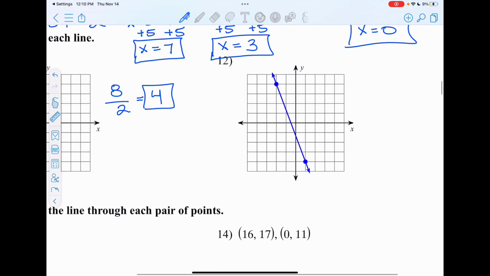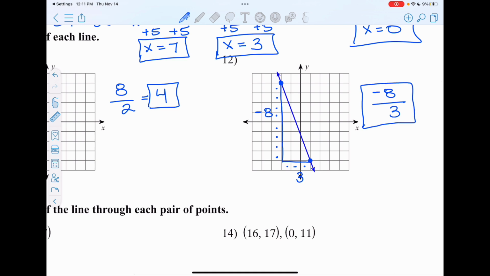In number 12, once again, they already picked 2 points for me. I'm going to count my rise and my run. It looks like I rise 1, 2, 3, 4, 5, 6, 7, 8. But notice how my line is going down from left to right. So I'm going to say this is a negative 8 because I'm going down. And my run is 1, 2, 3. So rise over run, I have negative 8 over 3. And there is no way for me to simplify this. So my slope is negative 8 over 3.